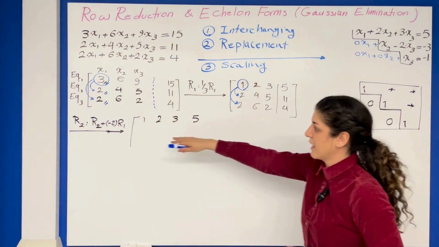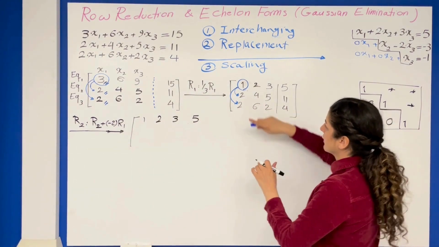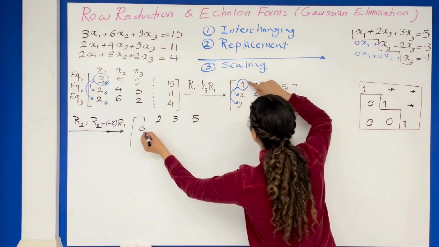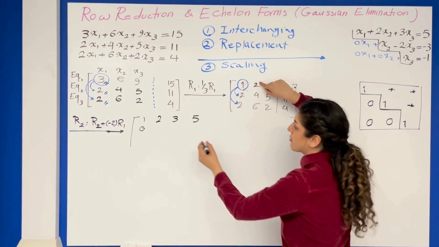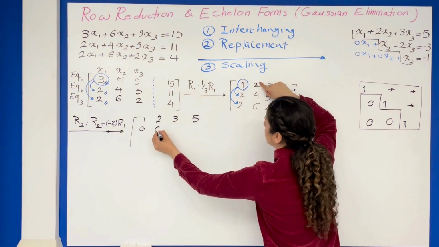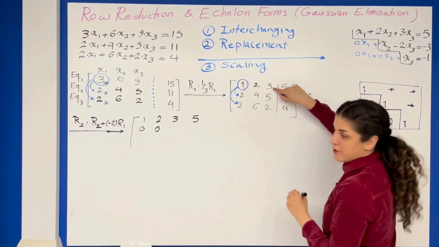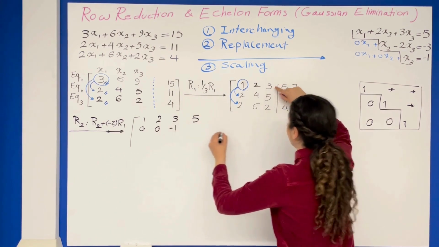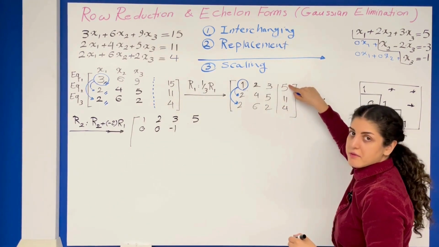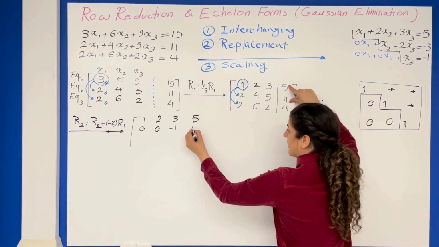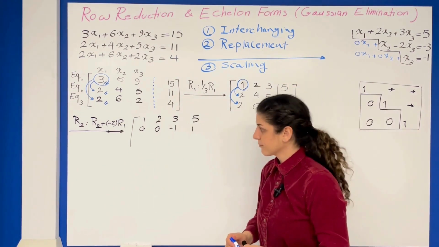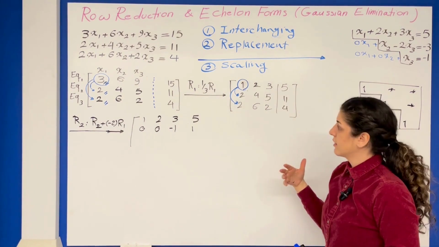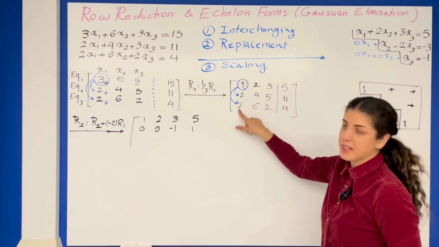Now, let's apply this operation. 2 minus 2 times 1, 0. 4 minus 2 times 2, so 4 minus 4, 0. 5 minus 2 times 3, which is going to be 5 minus 6, is going to be -1. And the last one, 11 minus 5 times 2. So it's going to be just 1. All right. Now, move to the next row and use the replacement to make this 0.